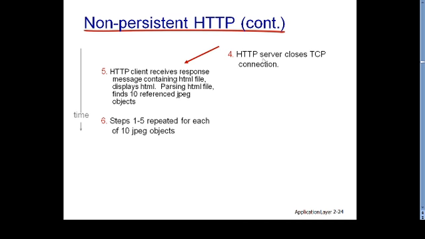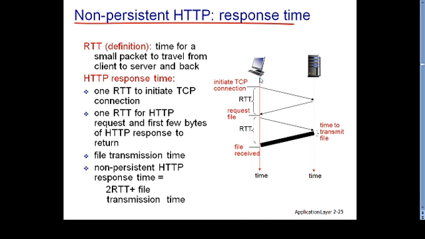Once this server is done with its task, this client will find 10 other URLs or referenced JPG objects in its base HTML file, and this client has to create 10 TCP connections for browsing those 10 images from the server side. So it's quite simple: whatever number of objects you have in your base HTML file, in the non-persistent HTTP case, you have to create that number of TCP connections with the server.